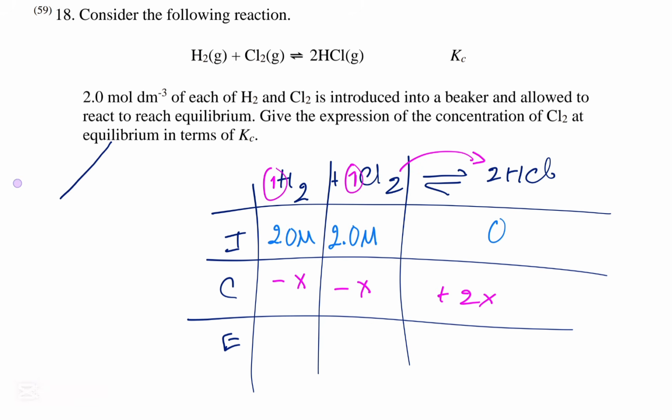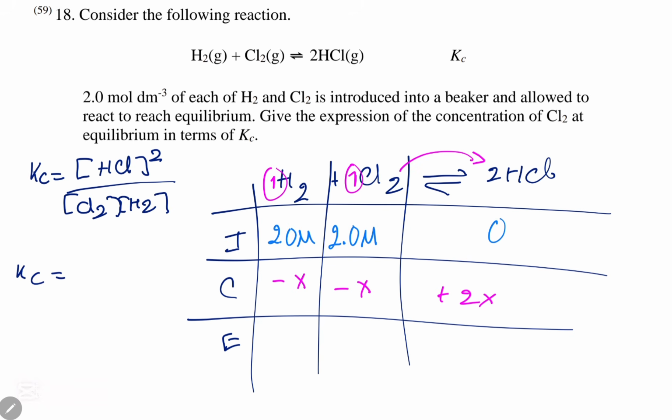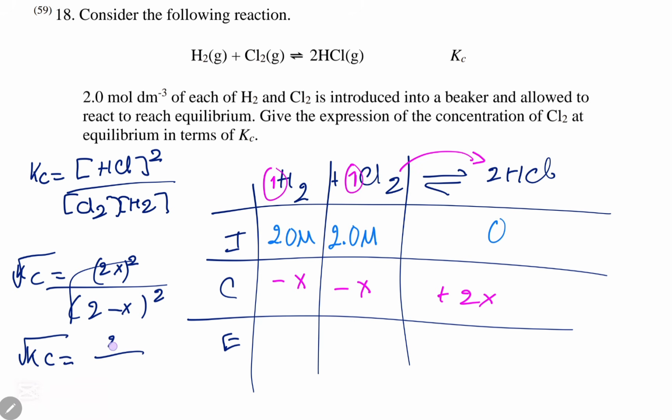So, what is Kc? We know it's equal to the concentration of HCl squared divided by the concentration of Cl2 times the concentration of H2. So Kc is equal to 2x all squared, divided by 2 minus x times 2 minus x, so also squared. If I take the square root on both sides, I get root Kc is equal to 2x over 2 minus x. Moving this to the other side, I end up with 2 root Kc minus x root Kc, equal to 2x.